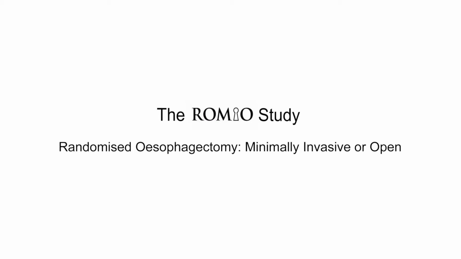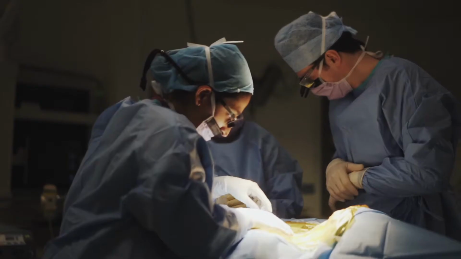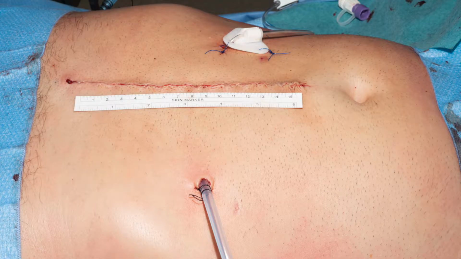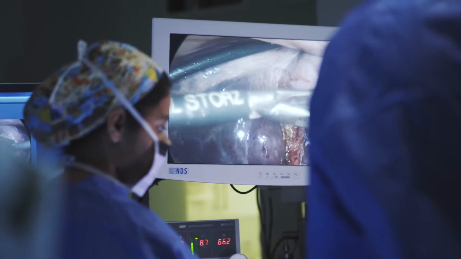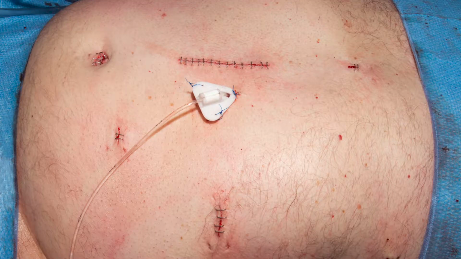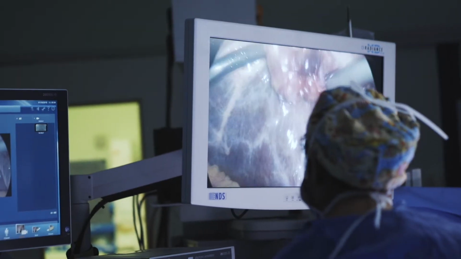The Romeo study provides a good example of blinding patients to their procedural allocation during a randomized controlled surgical trial. The study aims to compare open surgery involving a large incision and keyhole surgery or minimally invasive surgery involving several smaller incisions in patients with esophageal cancer.